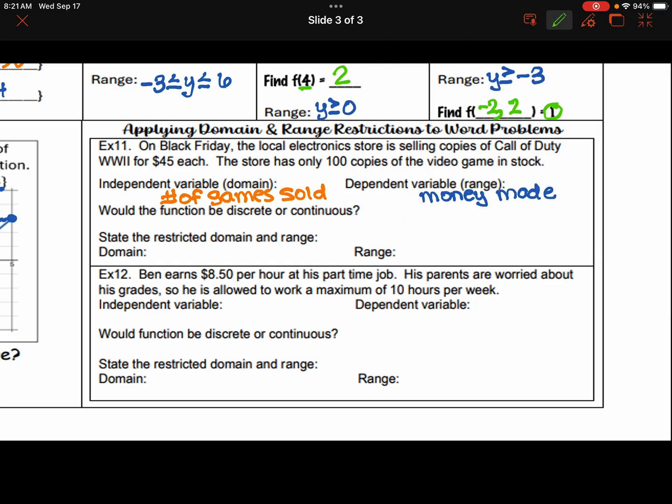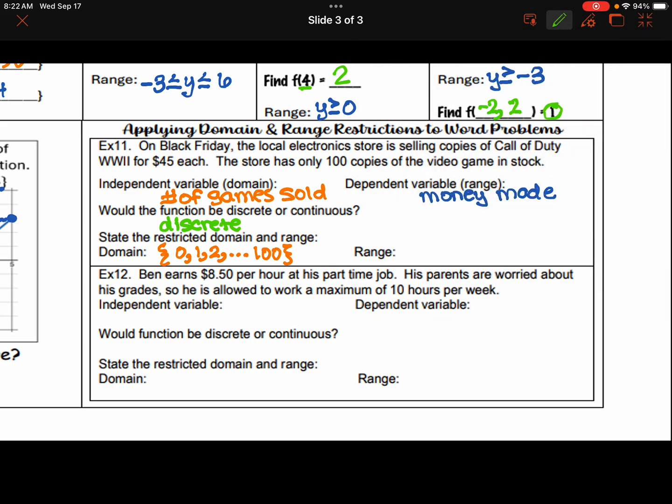Now, this is going to be a discrete scenario because you cannot sell 2.3 video games, okay? So it's going to be discrete, and that's going to help me with how I'm going to write my domain. So my domain is going to go in set notation. I can sell 0 video games. I can sell 1. I can sell 2. And then I'm going to put ... And then I'm going to say, okay, but the maximum I can sell is 100. And that way we can see what the pattern is, but I don't have to sit here and list the numbers 1 to 100.